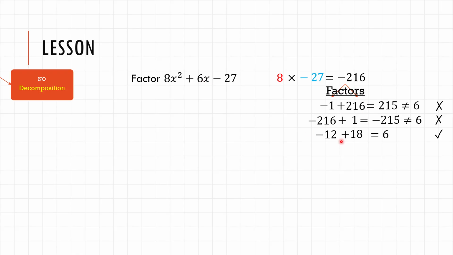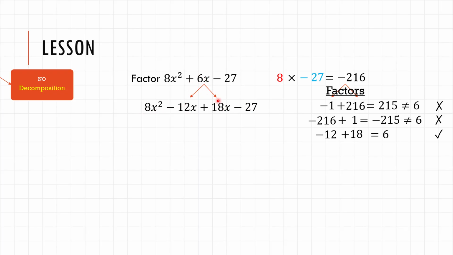So this second step of finding all of the factors of AC that add up to B, that's our second step here. And the reason we do this is because now we're going to actually take this B and split it into these two numbers right here. So if I were to collect my like terms, negative 12 plus 18 would give me 6.